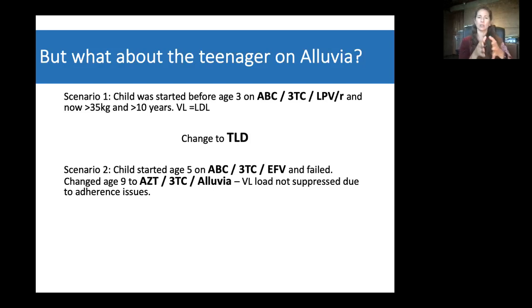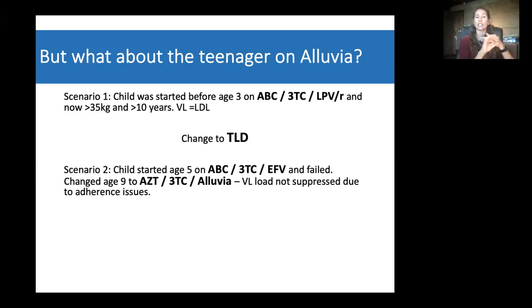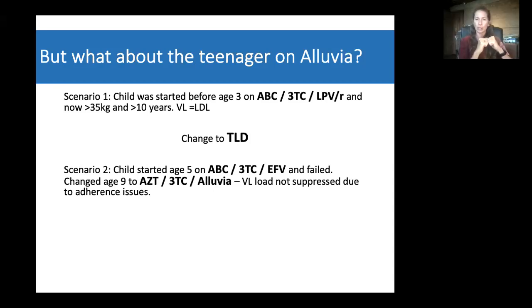So imagine you've got a child who was started on abacavir, 3TC, and efavirenz when they were 5 years old. Now they're age 9 years old and they failed, biologically failed, and so they were changed to the old second line, AZT, 3TC, and Aluvia. And you might still have issues because you're struggling with the adherence on the Aluvia. The AZT is twice daily, it's massive big tablets.